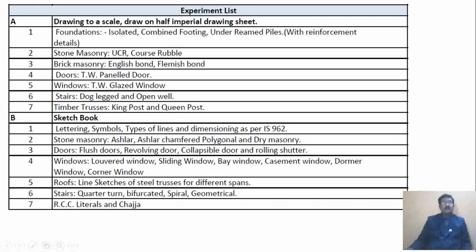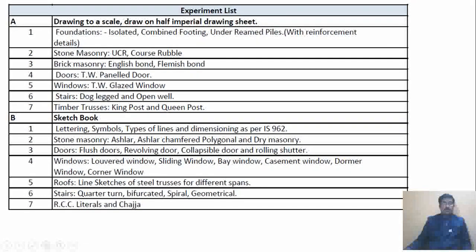So, what are the experiments? This is divided into two parts. Part A comprises drawing to a scale, drawn on a half imperial size sheet. First is the foundation: isolated foundation, combined footing, under-reamed pile with reinforcement details. Second is stone masonry: uncoursed rubble masonry, coursed rubble masonry. Third is brick masonry: English bond, Flemish bond. Fourth is doors: teakwood panel door. Fifth is windows: teakwood glazed window. Sixth is stairs: dog-legged stairs and open well stairs. Seventh is timber trusses: king post and queen post.